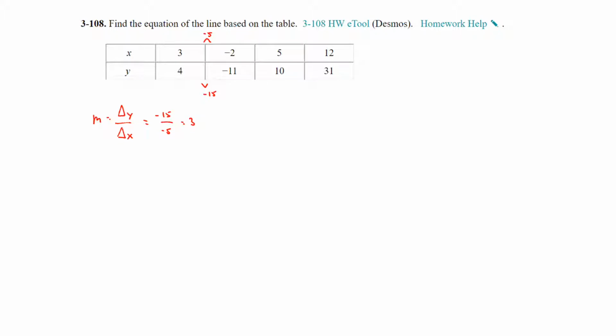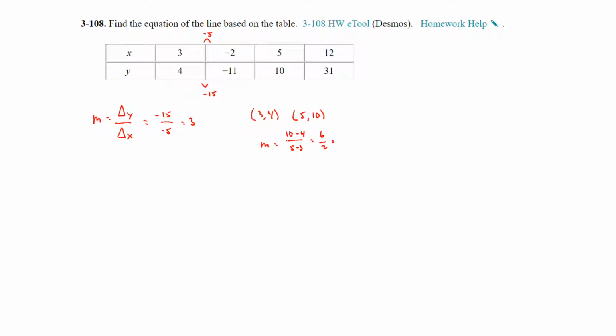The other way you could have done it is you could have picked 2 out of the 4 points. I'll do positive numbers, 3, 4, and 5, 10. And then you could have done the formula where you're actually taking the change of y over the change of x.